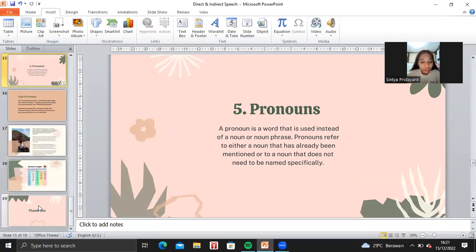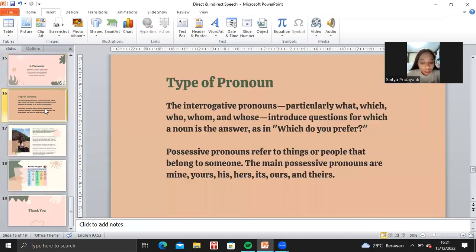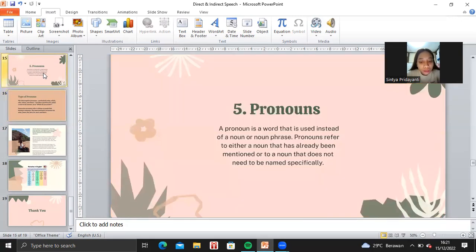And this is what a pronoun is. A pronoun is a word that is used instead of a noun or noun phrase. Pronouns refer either to a noun that has already been mentioned or to a noun that does not need to be named specifically. The most common are the personal pronouns, which refer to the person or people speaking or writing, or the first person.